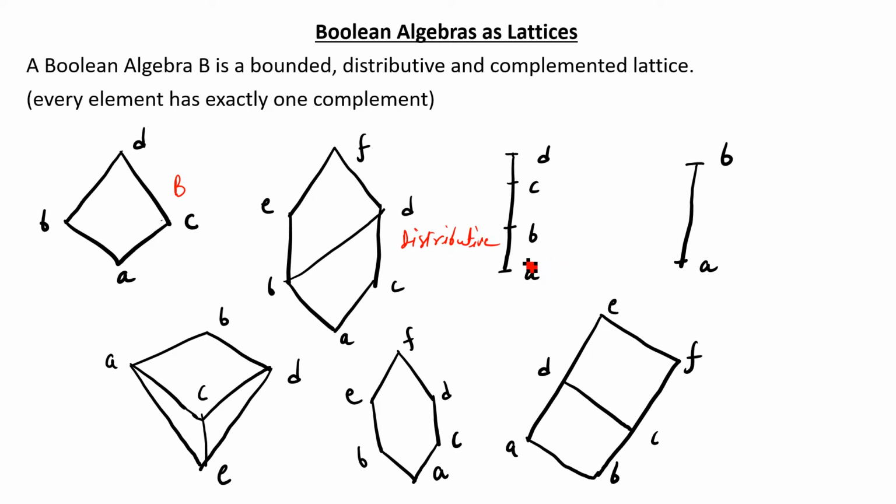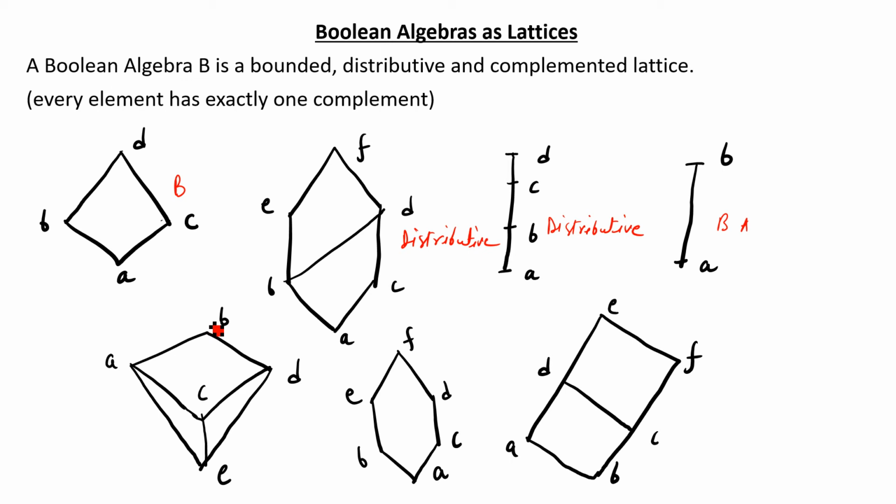Then let's check for this lattice ABCD. So A and D are complements of each other, but B and C do not have any complements. So this is also a distributive lattice according to the definition. It is not a Boolean algebra. Then A and B, it's a Boolean algebra because it's a bounded, distributive and complemented lattice. A and B are complements of each other.